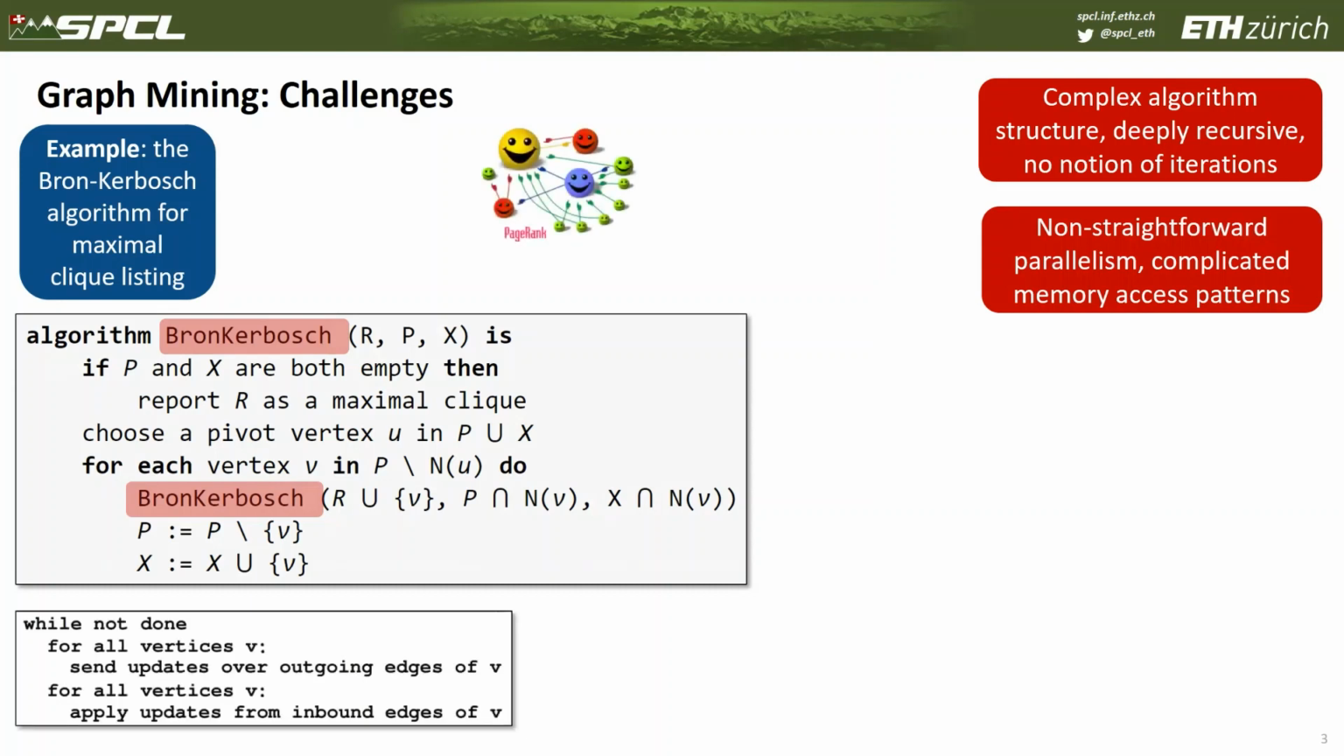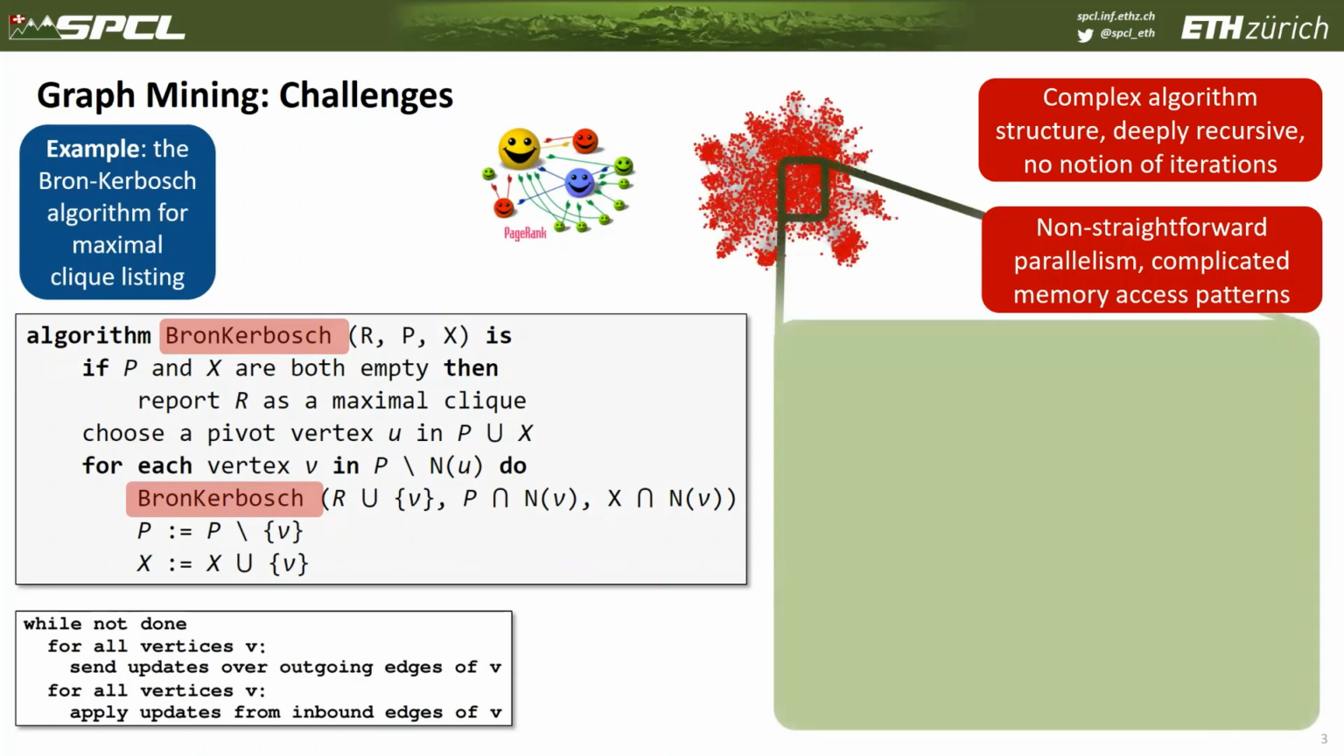As a comparison point, let's take a look at PageRank. In PageRank, all we have to do is to iterate over all the vertices and send updates from every vertex. We send some updates to our neighbors, and then we gather the updates from the neighbors. PageRank is used to, for example, rank websites.